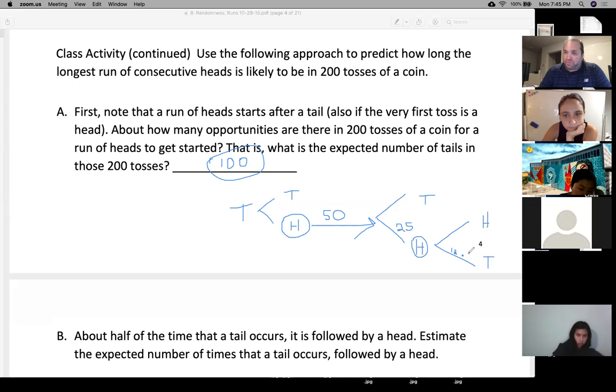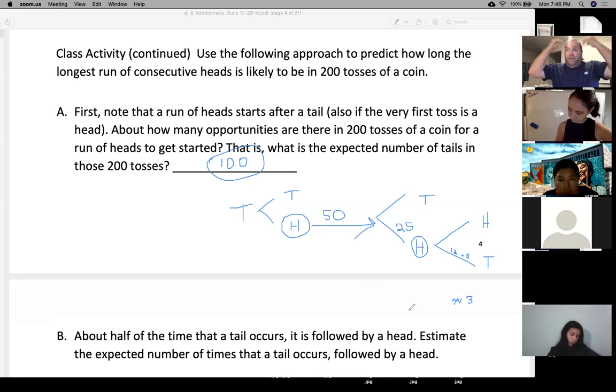And then how many for 4 heads in a row? 6.25. And for 5 heads in a row? I can't do it that far, 3 point something. So that means I should have roughly 3 times where I have 5 heads in a row. But if you were doing them at random, just one after the other, you probably would have no 5 heads in a row. Because, oh, that's not random. That's too many in a row.